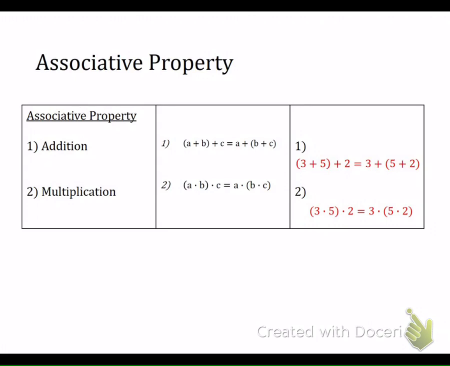Now, do you guys know what it means when you say like, oh, I associate with that person? Yeah, it's kind of your friend, right? It's who you kind of hang out with, your associates. Same thing here. If I have the 3 and the 5 hanging out, and then all of a sudden the 5 and the 2 are hanging out, you still get the same answer, okay? Whoever you're associating with in your parentheses, as long as all the same numbers are still in the problem, it doesn't really matter who's grouped with who first, okay? That's sort of the PG way to remember this.